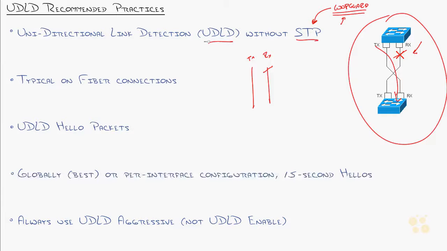So UDLD is very typical to run on fiber connections. It's its own little proprietary, I said proprietary, but it's not like Cisco made this. It's got its own little hello messages where it's like hi, hi, hi, hi, hi. And if one side stops saying hi, by the way, it sends those once every 15 seconds by default, it says, okay, something's gone wrong, and it actually blocks the link from operating.